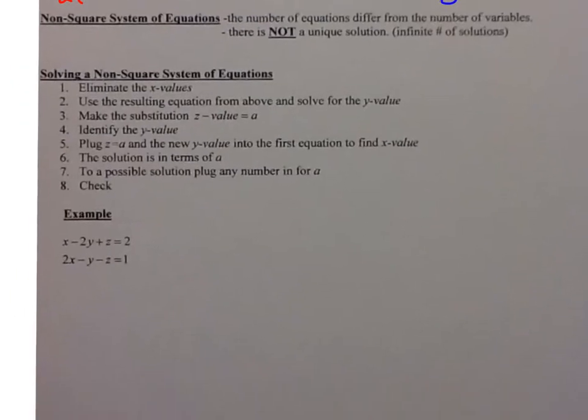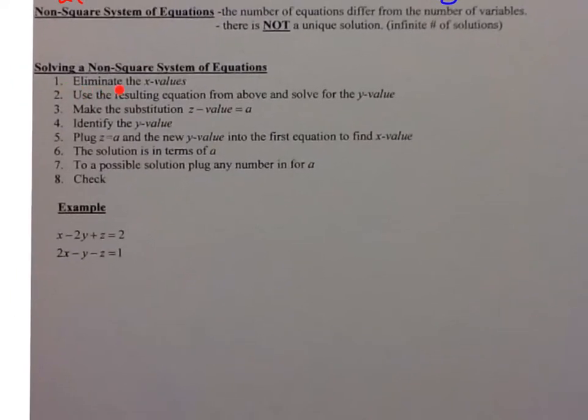All right, so in order to solve a non-square system of equations, the first thing you're going to do is eliminate the x values like we did in the do now. And then you're going to use the resultant equation from above and solve for the y value. You're going to make a substitution. You're going to let the z value equal a. Then you're going to identify the y value. Then you're going to plug z equals a and the new y value into the first equation to find the x value. The solution that you get will be in terms of a. To find a possible solution, you're going to plug any number in for a and then you're going to check.